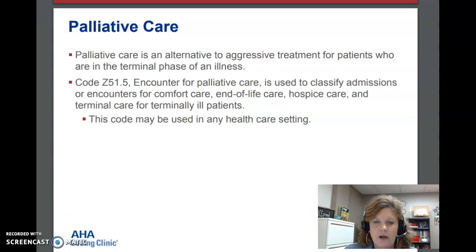Palliative care, this would be for, again, comfort care, hospice care, anything for the terminally ill. So this code can be used in any healthcare setting. It does not just have to be inpatient or physician office. It can be home care, whatever the patient is seeking.